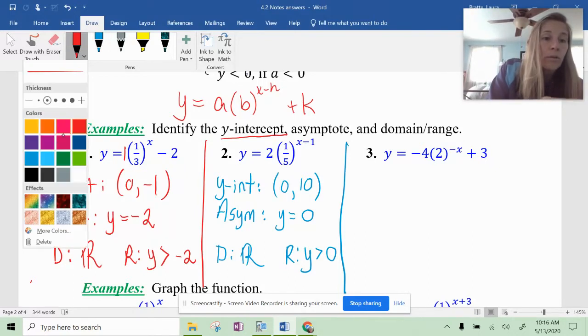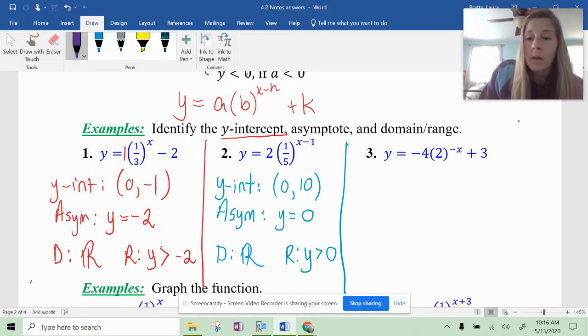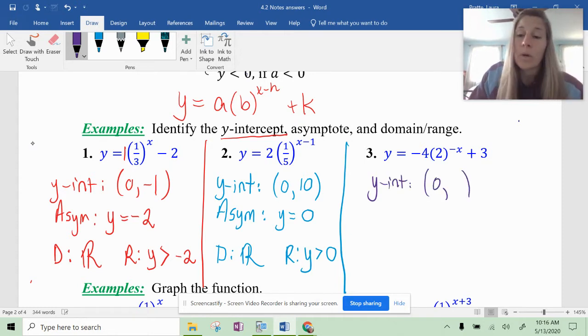And then our third one, so our y-intercept is (0, ). So if I put a 0 in here, the 2 goes to a 1, right? Because 2 raised to 0 is 1. Even if you switched that to 1/2 to make that a positive, it would be 1/2 raised to 0, which is still 1. 1 times -4 is -4, and -4 plus 3 is -1.